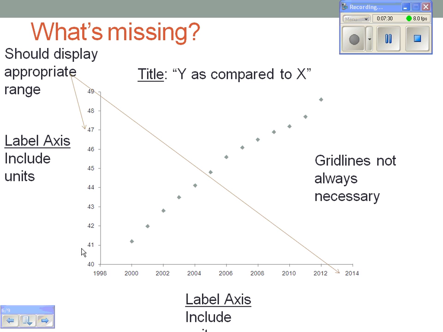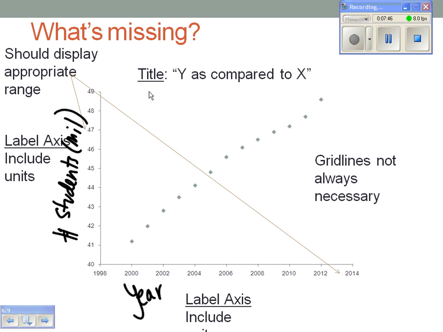Right, the next one, oh, I forget, it goes away. This was number of students in millions. You always put your units in parentheses for, hey, year down there. A good title has to be specific and it has to be descriptive of what's going on in the graph.